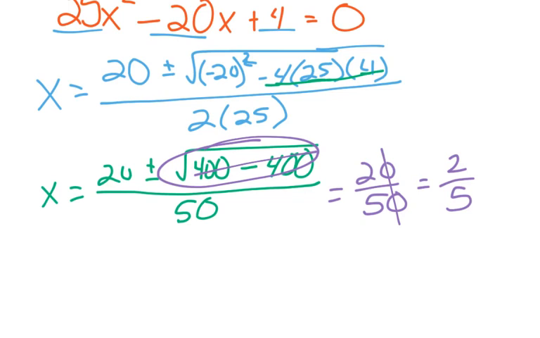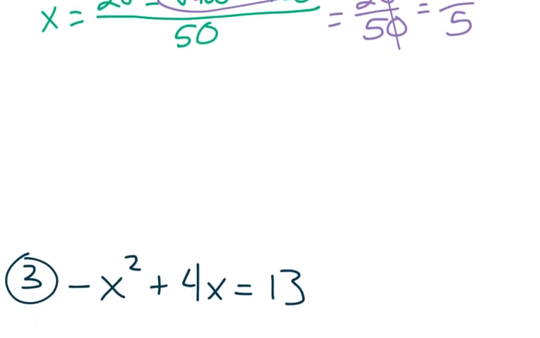If we only have one answer, what that means is that my vertex is at the x-axis. So if I was going to graph it, it would look something, whoops, not like that. It would look something like this, where the vertex is the only point on the x-axis. So it's going to be fine if you only have one answer. It just means that your vertex is at the origin, or not the origin, the x-axis. Okay, let's try another one here.